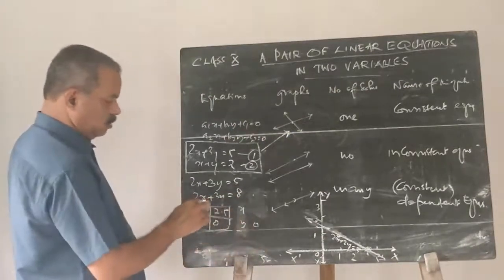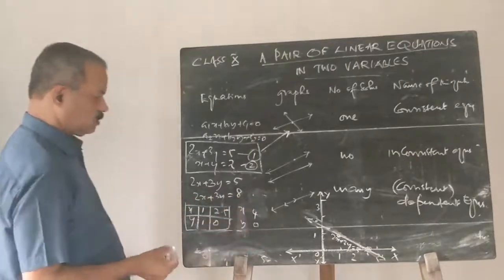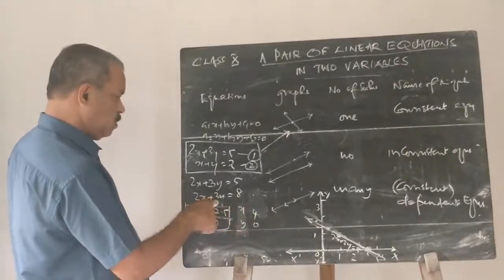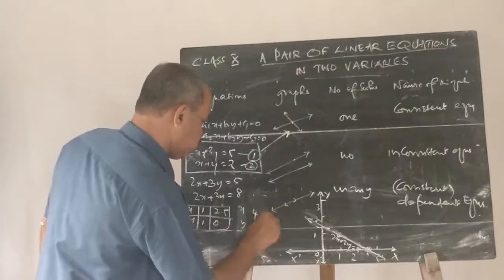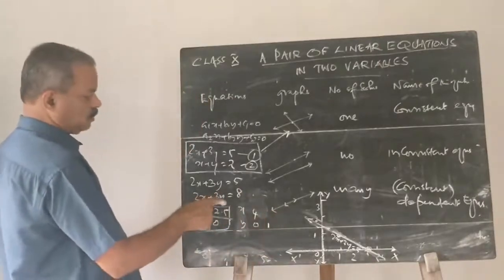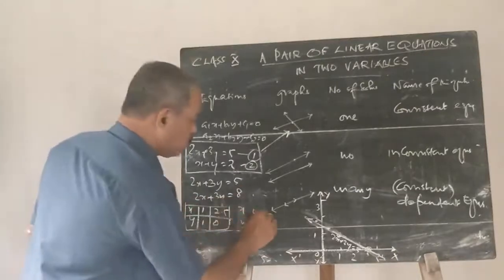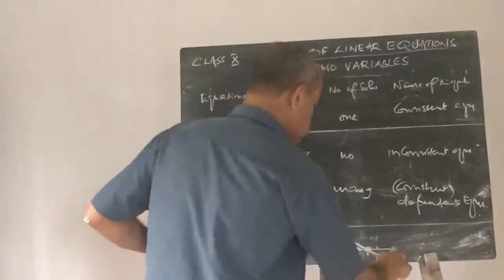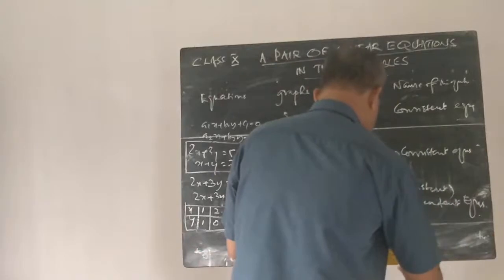Then to draw the graph of the second equation, take y equal to 0. Then 2x equal to 8, x equal to 4. Then take y equal to 1. Then 3 into 1 is 3, 8 minus 3 is 5, 2x equal to 5, x equal to 2.5. x is 4, so extend this way. One more unit is required.